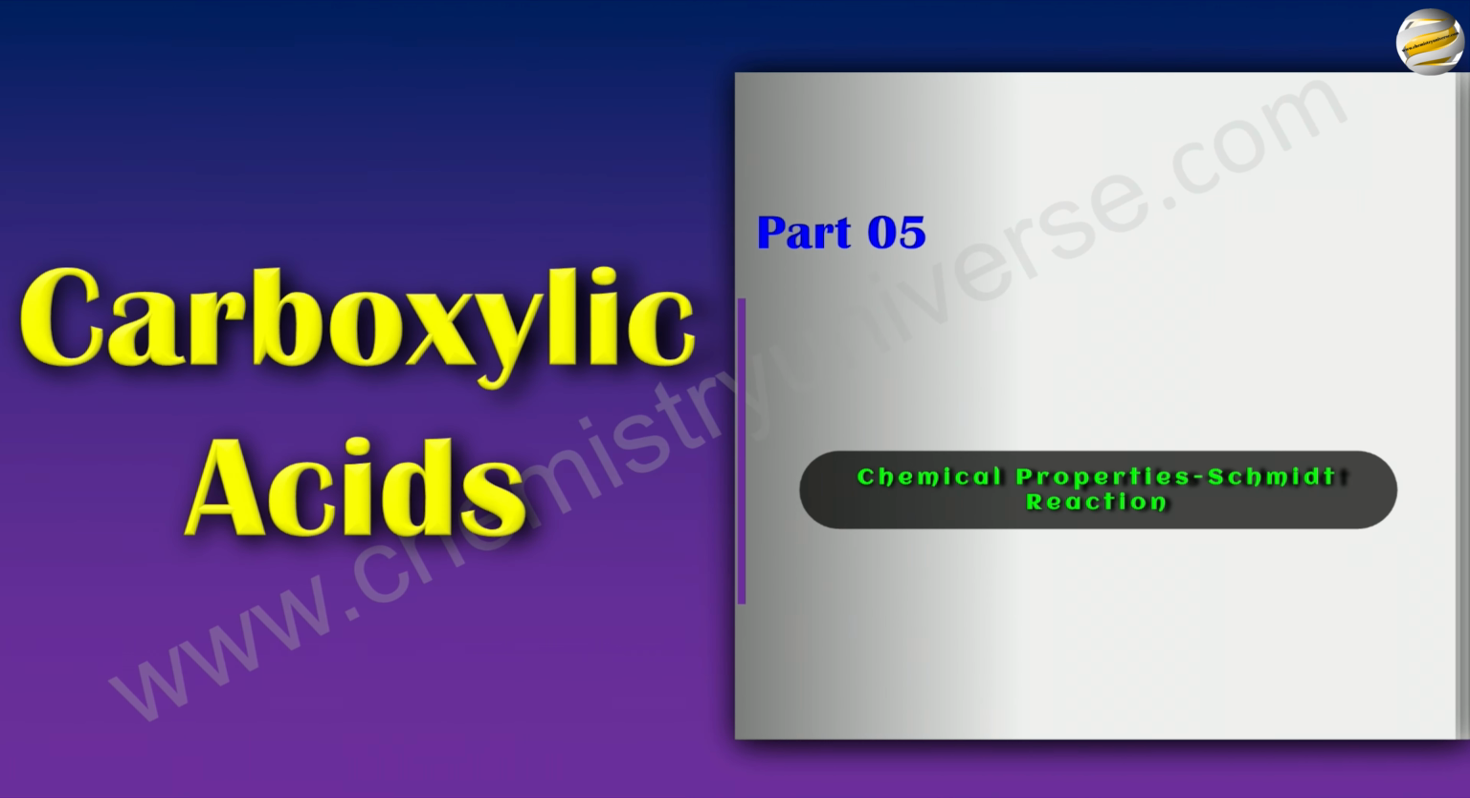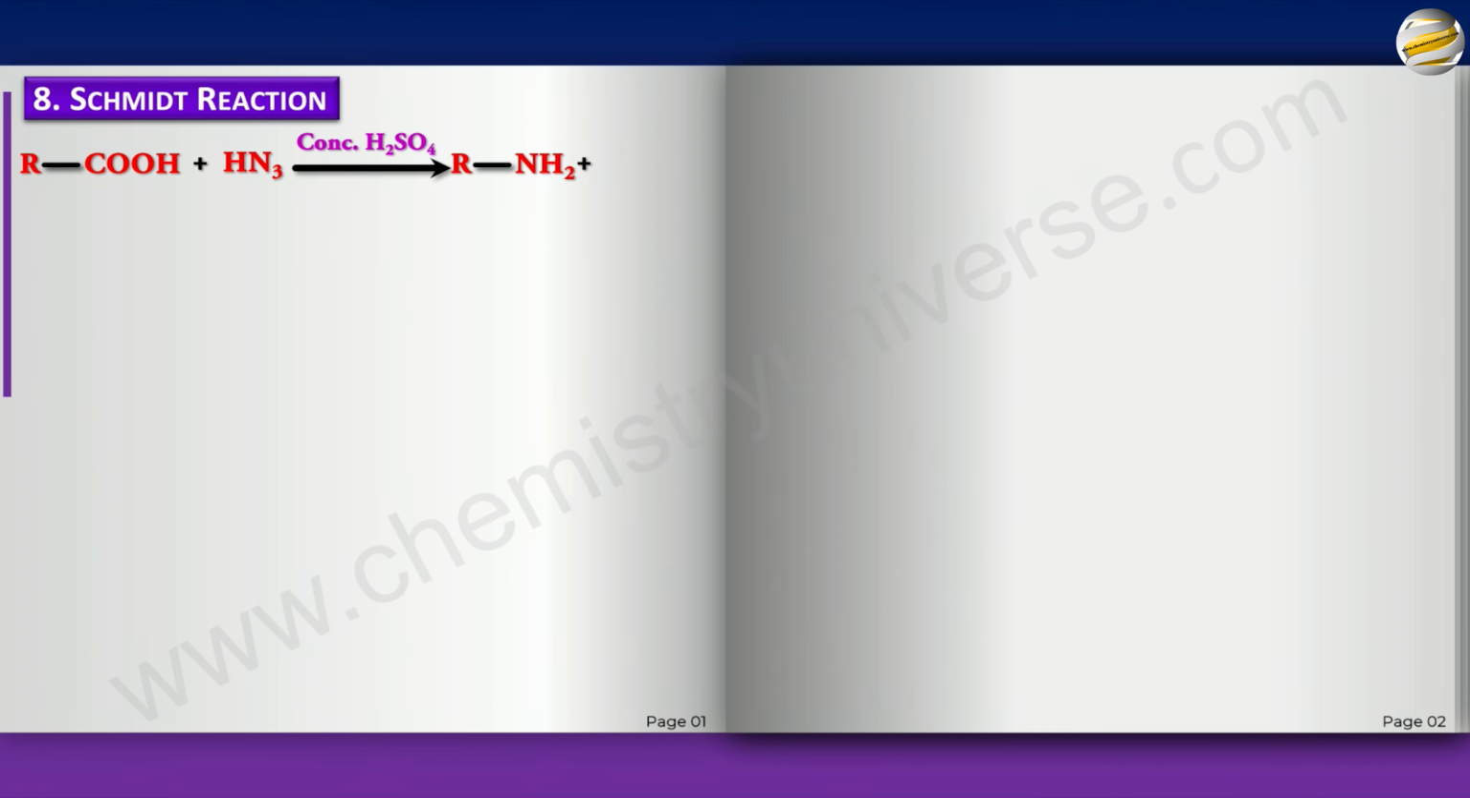In this one, we are talking about the Schmidt reaction on carboxylic acids, and this is a beautiful method for preparing primary amines from carboxylic acids. So let's check that out. This will be reaction number 8. We've done 7 reactions in chemical properties, so this is reaction number 8, the Schmidt reaction. You have a carboxylic acid reacted with hydrazoic acid in the presence of concentrated sulfuric acid, and the result is you get a primary amine, nitrogen gas and CO2.